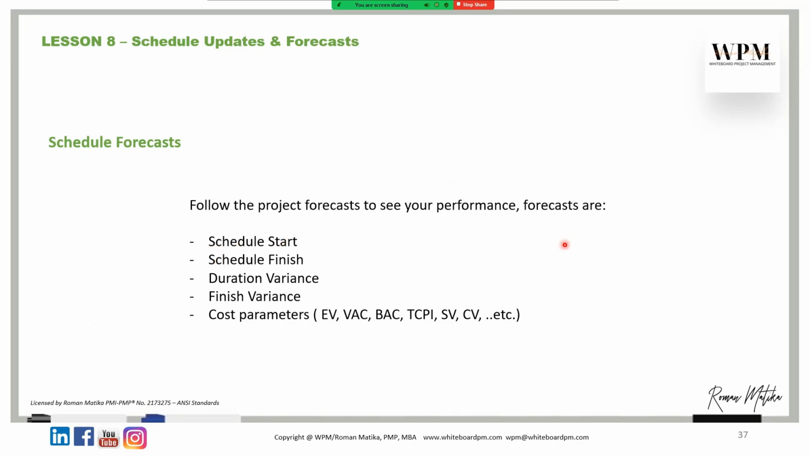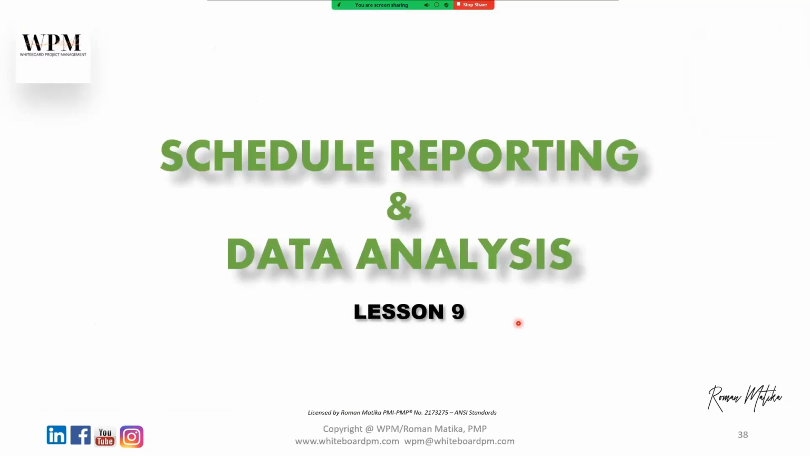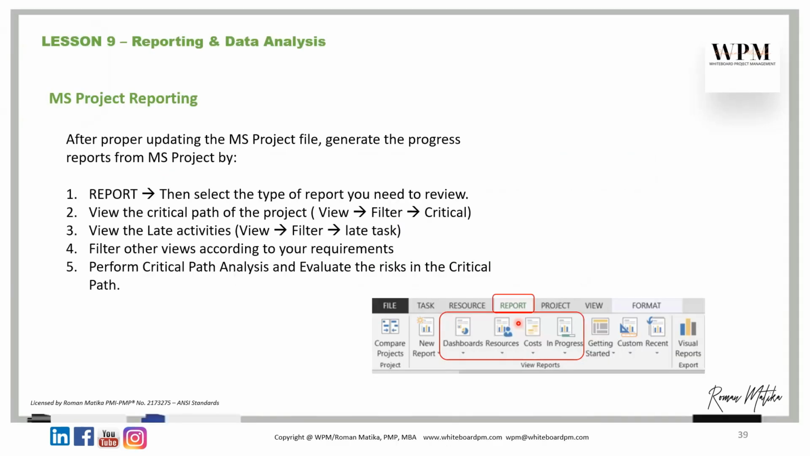Schedule forecasts, which are important: the schedule start, schedule finish, duration variance, which is important, finish variance, and the cost parameters, which are the earned value, variance at completion, budget at completion, to complete performance index, schedule performance, cost performance, etc. Now, when you have this information collected from the planned and for the actual, you need to analyze the data. So you need to prepare your reports and you go to report and select. There are a wide number of information and templates of reports here you can click on, or you can customize your own.